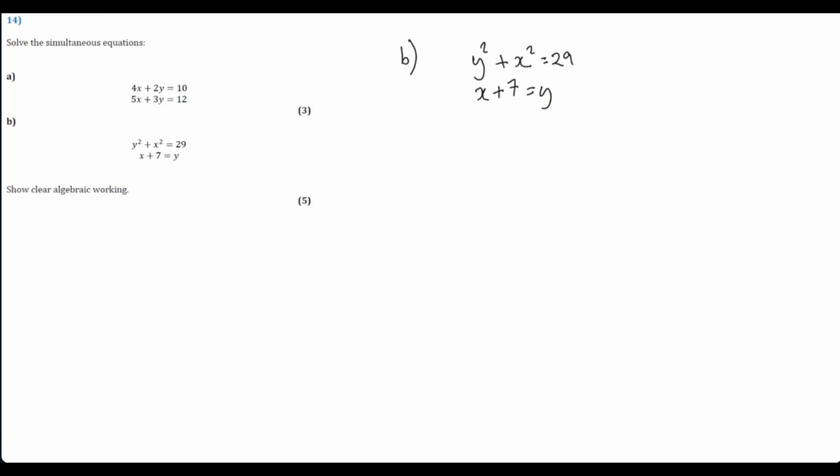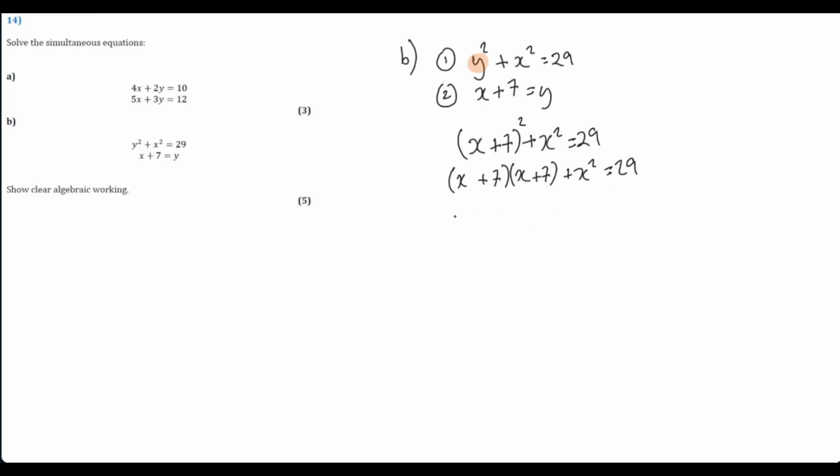The common or general rule here is get the line equation, which I'll call equation 2, rearrange for x or y, which it already has been, is rearranged for y, and then we're going to sub this into equation 1. We have an expression for y, and I'm going to take the y out in equation 1 and sub in x plus 7. So this will be x plus 7 squared, put in brackets again, plus x squared equals 29.